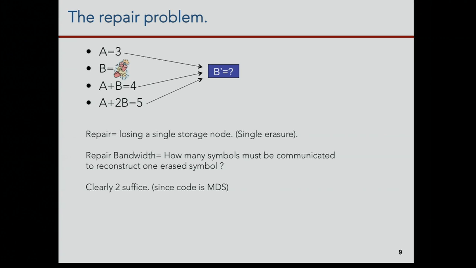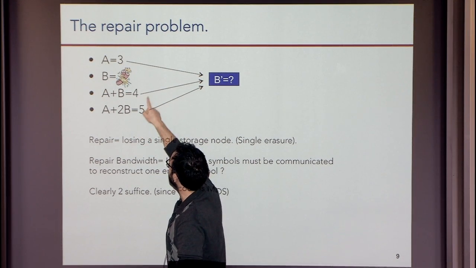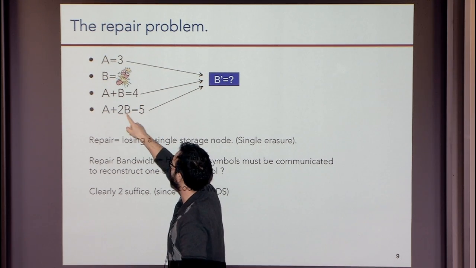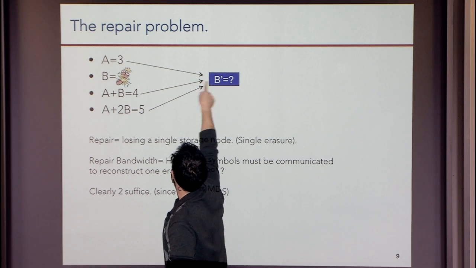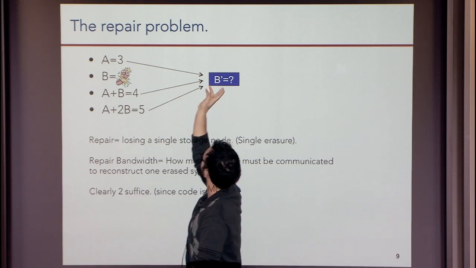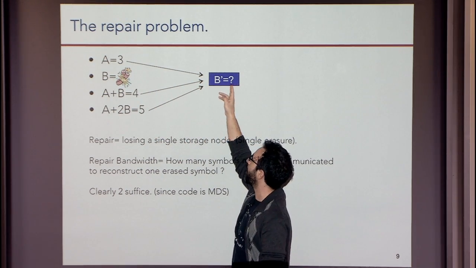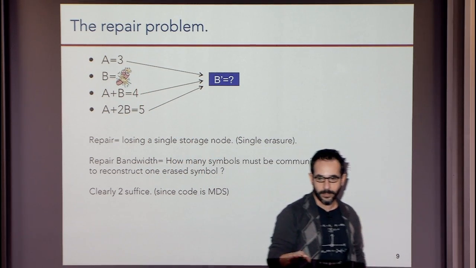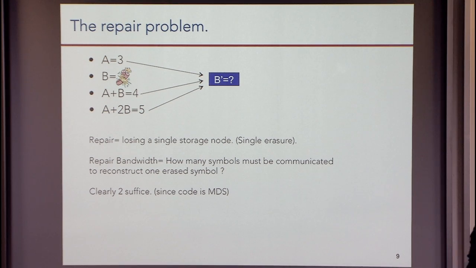For example, this guy, which we call the newcomer, can communicate to these two guys and say, hey, what is A plus B? This guy will say A plus B is 4. This guy will say A plus 2B is 5. So you send two symbols from here, you send nothing. This guy now has two linear equations in two unknowns. He can solve for B, throw away A, happy times, okay? Very easy. Can you do it with less?